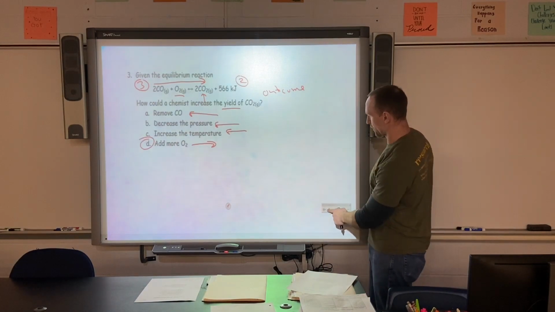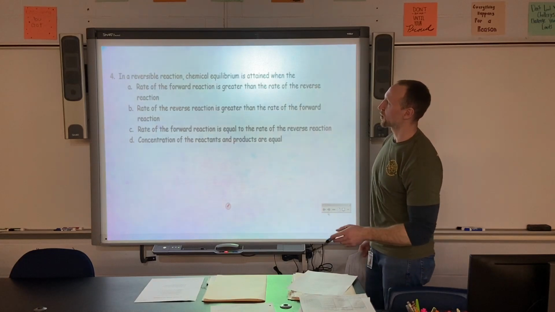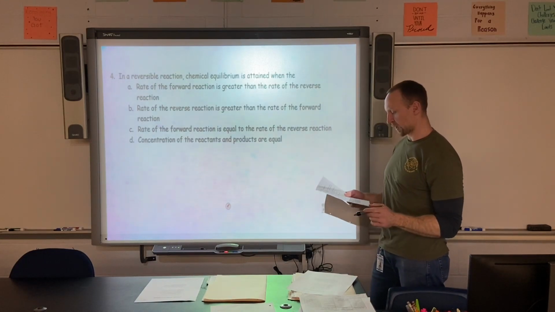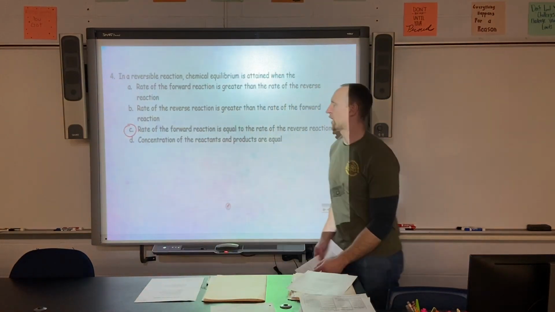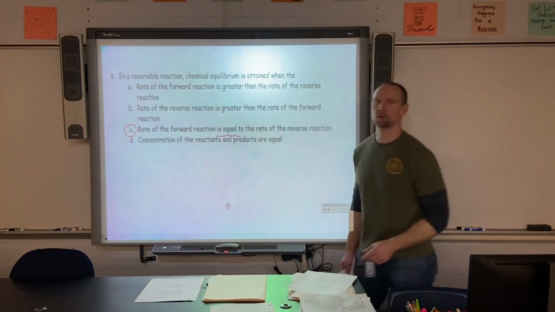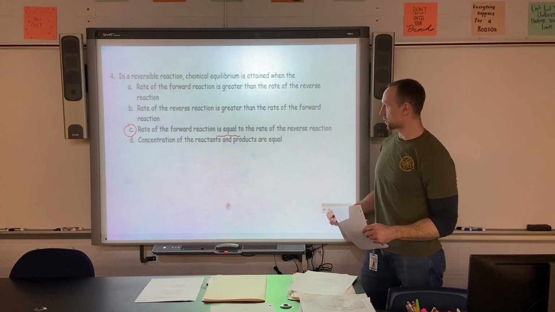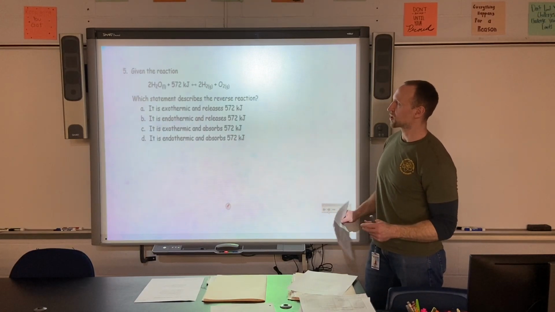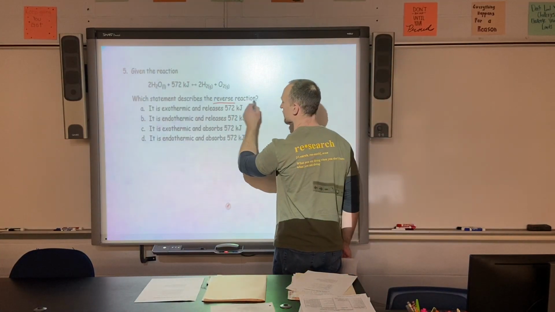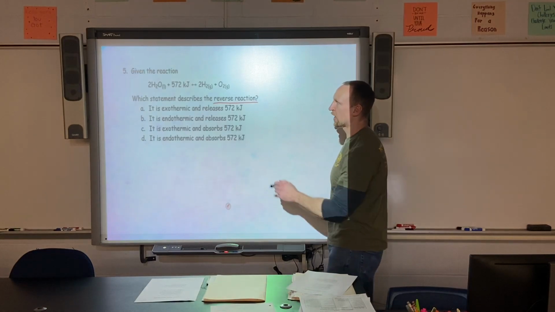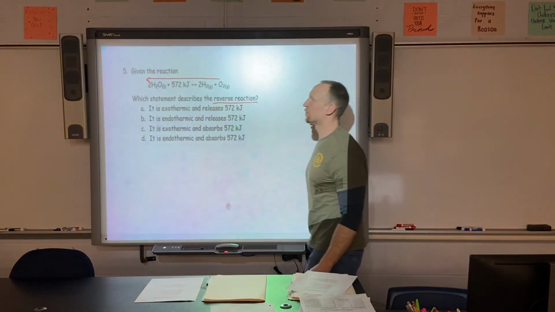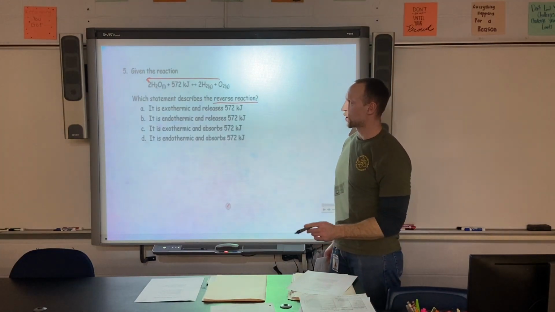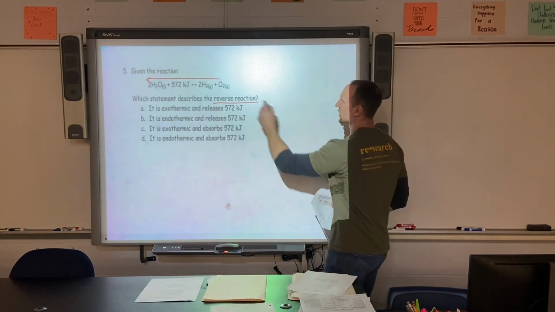All right, we did number 3 together. Number 4, in a reversible reaction, chemical equilibrium is attained when C, the rate of the forward reaction is equal to the rate of the reverse reaction. Not bad. Number 5, which statement describes the reverse reaction? This is a little bit tricky. So now if we're going backwards, if we're going in the reverse direction, think about our PE diagram.